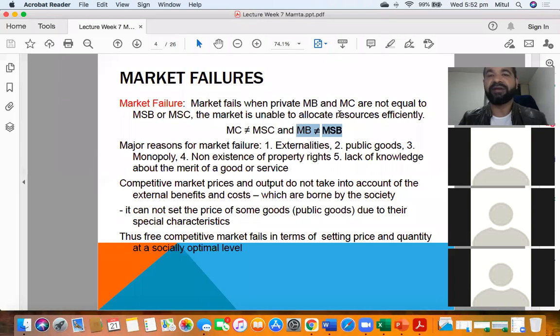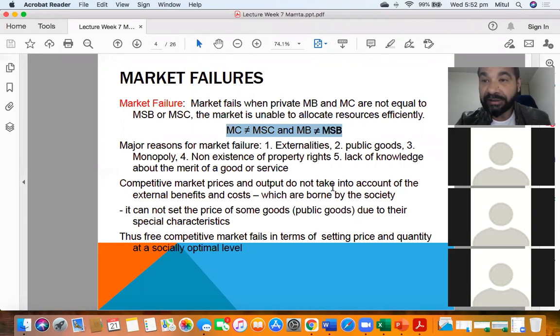The market is unable to allocate resources efficiently because of this situation. Okay? So, major reasons for market failure. What are the main reasons for market failure? Number 1 is externalities. 2 is public goods. We'll talk about what public goods are. The 3 is monopoly. Monopoly means there is no competition. Then, non-existence of property rights.